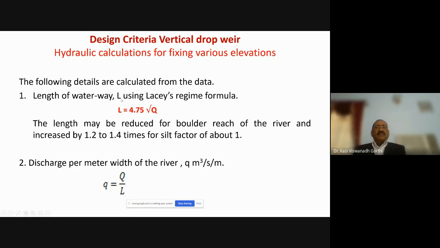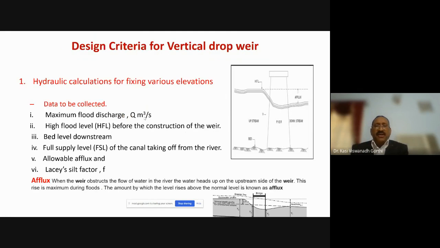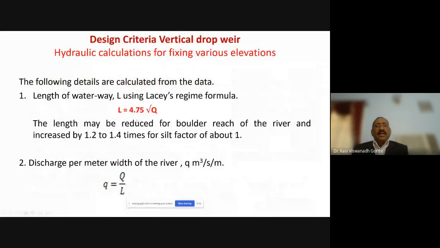L, the length of waterway, is equal to 4.75 root Q. Q is the maximum flood flow, the flood discharge, which we already collected that information. So you get the length of the waterway is equal to 4.75 root Q. The length which is calculated from the above formula may be reduced for boulder reach of the river, may be increased also to about 20 to 40% if the silt factor is about 1.